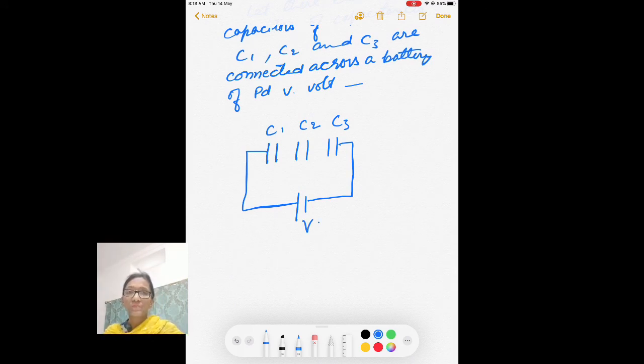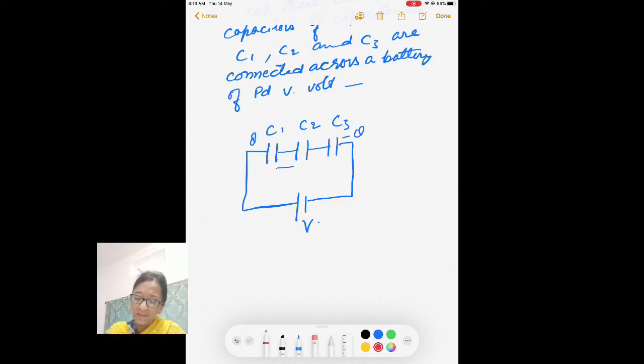Now, this battery is supplying charge to these capacitors. Suppose it is supplying Q coulomb charge to the positive plate of capacitor C1 and it is supplying negative charge minus Q on the negative plate of C3, and these are connected end to end.